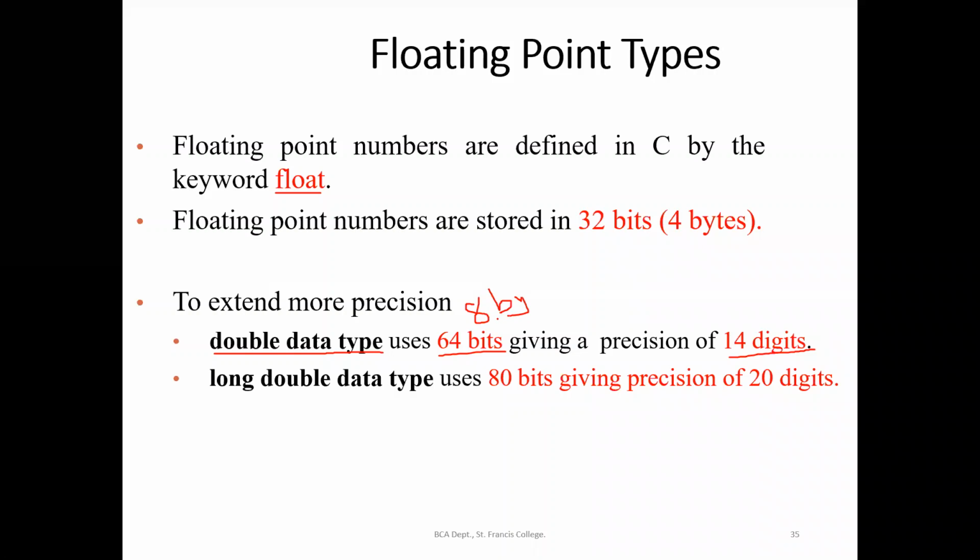Are you getting it? When I am declaring, double is also a data type which can store decimal or real numbers. Instead of float, if I give double, the computer will allocate 64 bits for storing the value, and it can store 14 decimal digits. Now, if I want 20 digits after the decimal point instead of 14, I can declare it as long double.